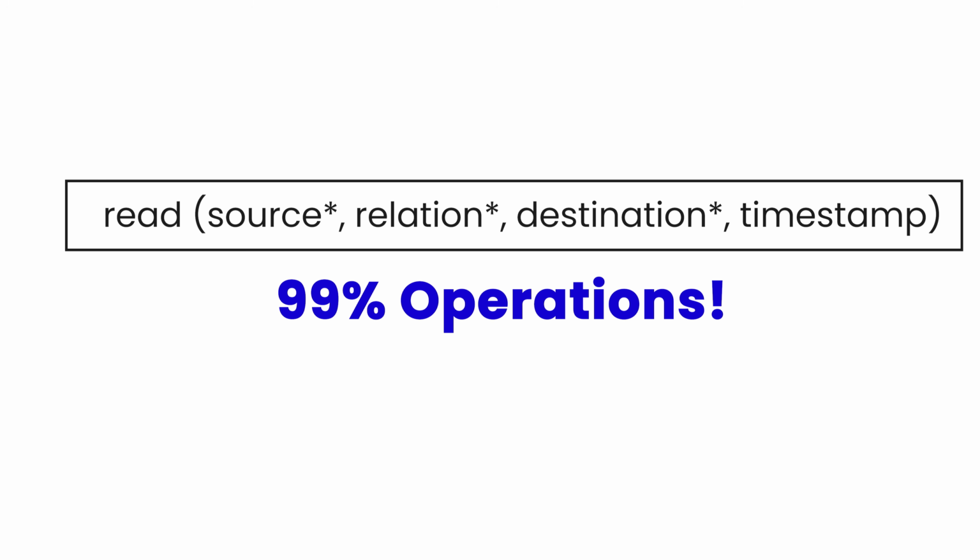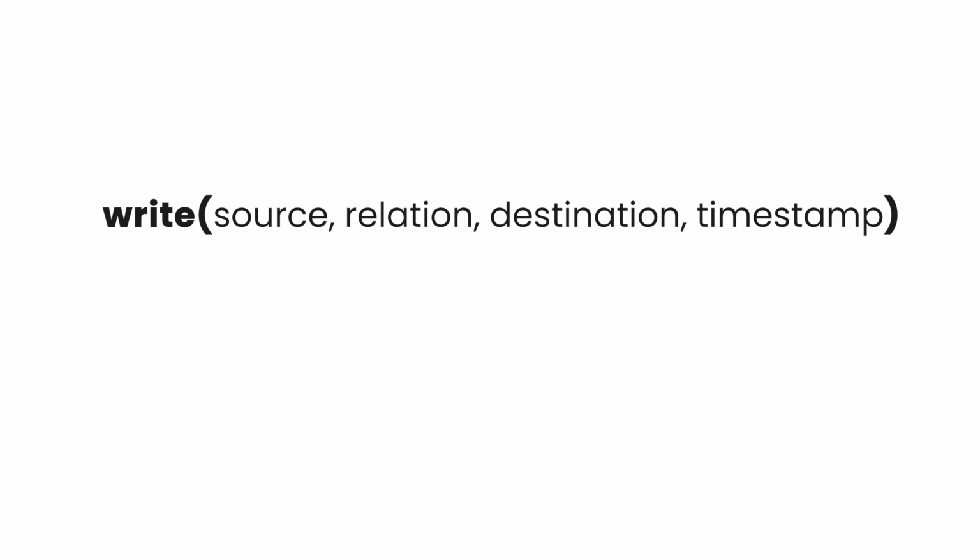99.9% of Zanzibar requests are reads, and they basically use a variation of this API. You also have write operations, which are extremely simple. Just pass in the source, the relation, and the destination. So adding edit access for user A to document D is a single API call.